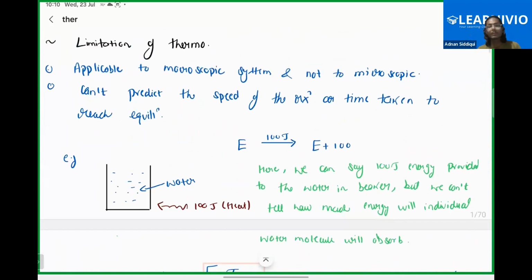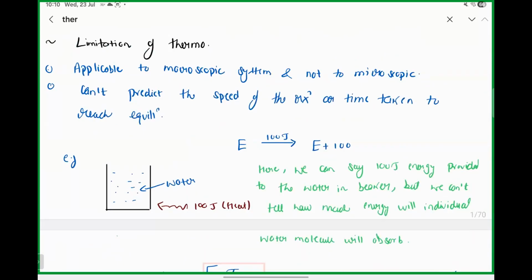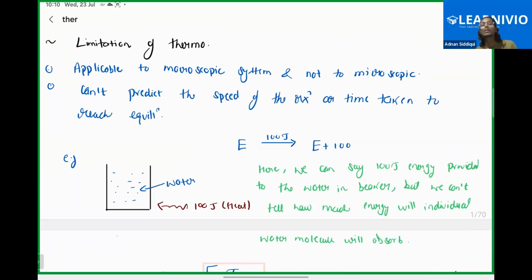Thermodynamics cannot tell us about the speed of the reaction. Thermodynamics will only tell you whether the reaction is feasible or not. It will tell you the reaction is going to proceed, that you can make your tea, but how long is it going to take? Thermodynamics doesn't talk about it.